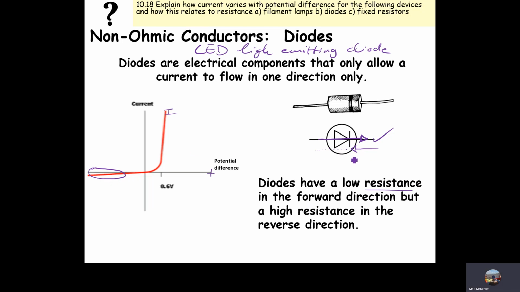So diodes, we'll learn about this later, but they can change AC to DC. You might have already done it, but just in case you haven't, don't worry about it. We'll be looking at it later. Diodes have got this particular shape because they only let current flow in one direction.